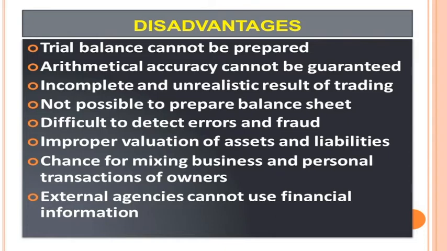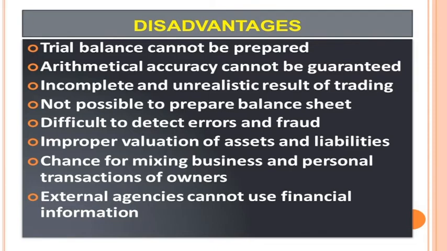Difficulty to detect errors and fraud. If the trial balance is not tallied and there is a problem in any one account, if we try to find the problem in that account, it will be reflected in the ledger and journal entry. So automatically we come to know this is a fault of passing the journal entry; actually we have to debit, but we credited. But in the single entry system, it is not possible to find the errors.